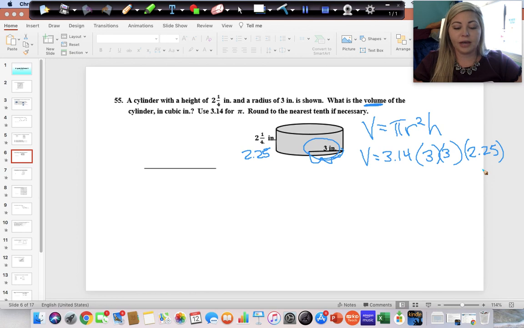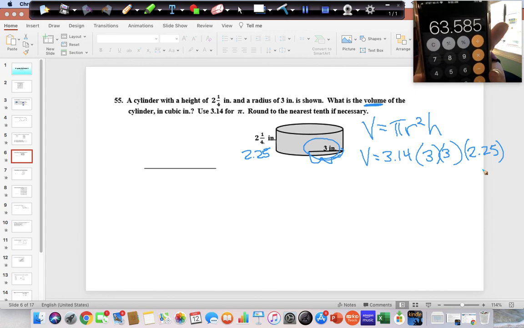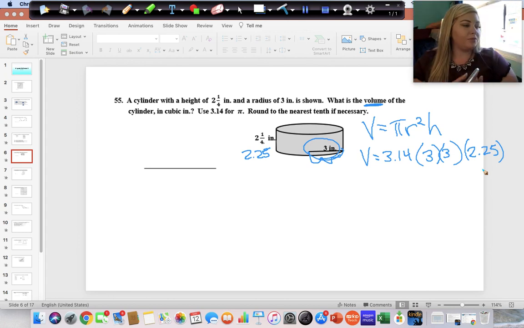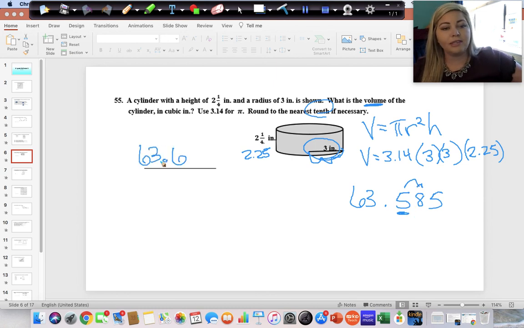3.14 times 3 times 3 times 2.25, and you get 63.585. So we do need to round that. We want to round to the nearest tenth if necessary. This is the tenths place, so we're going to look behind it. That 8 is enough to bump that 5 up. So it's going to be 63.6. And we are talking volume, so it will be inches cubed.